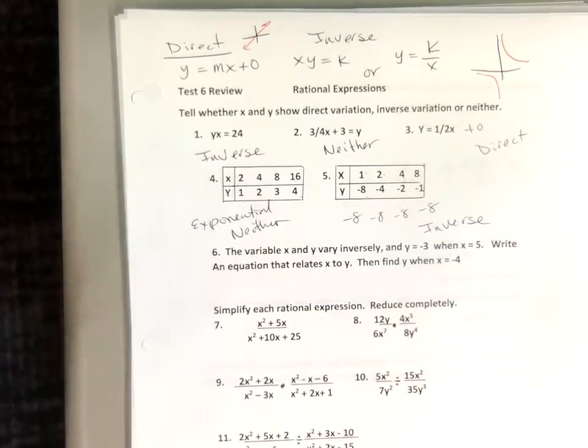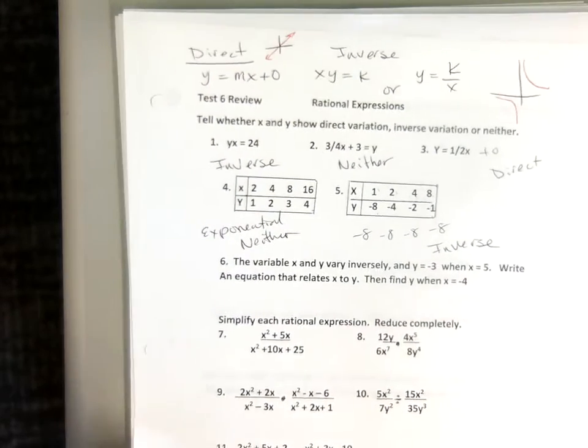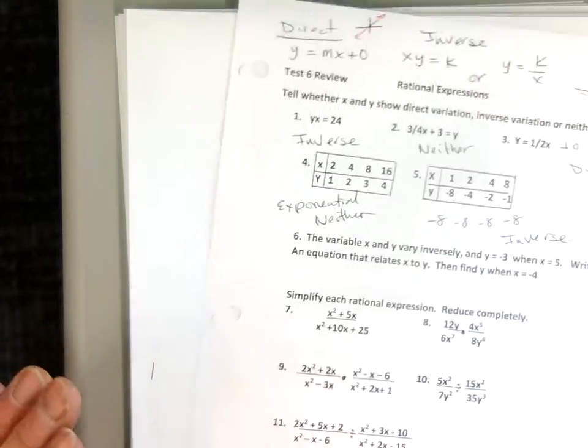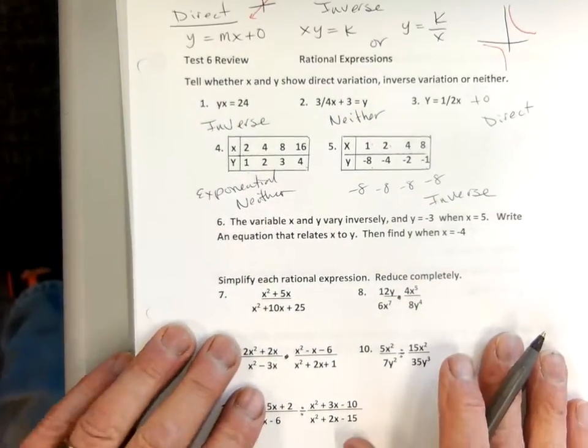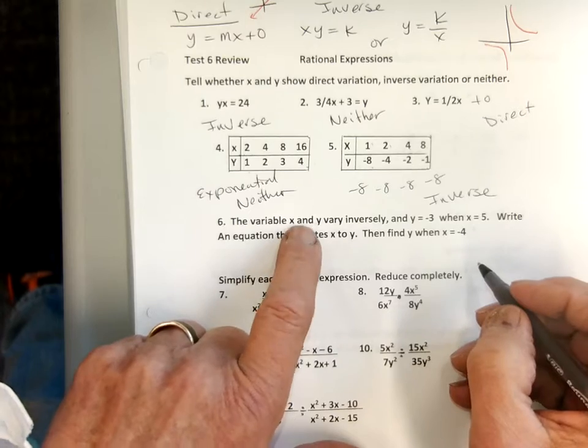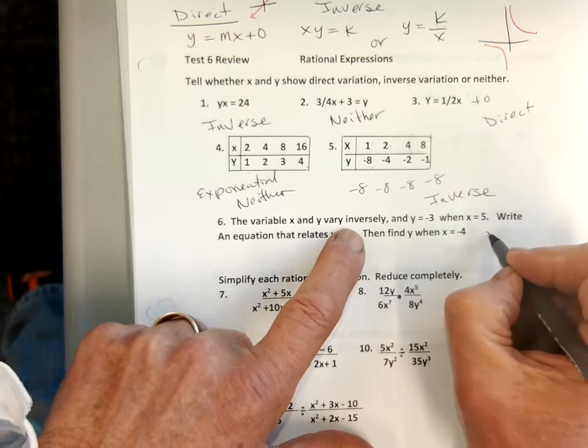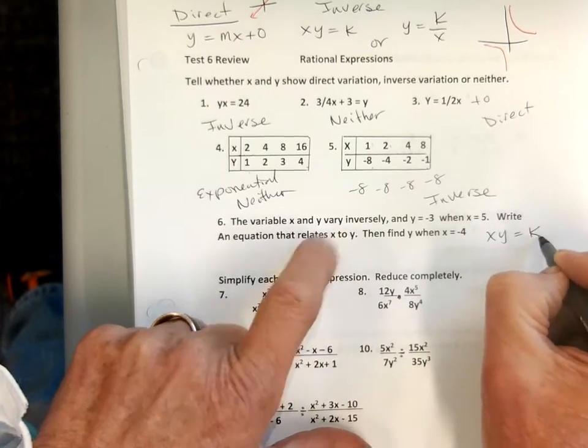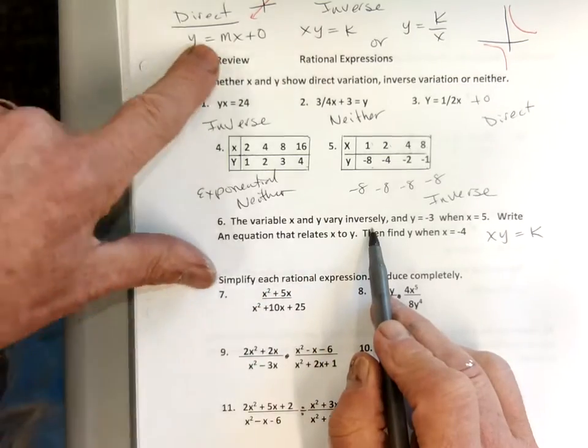Now again, I'm not going to do all of these. I want to do some of these, but I'm going to let you guys finish it up. But let's do 6 for sure. Okay. All right. So let's see. x and y vary inversely. All right. So x times y equals some number. Okay, it's that one right there.